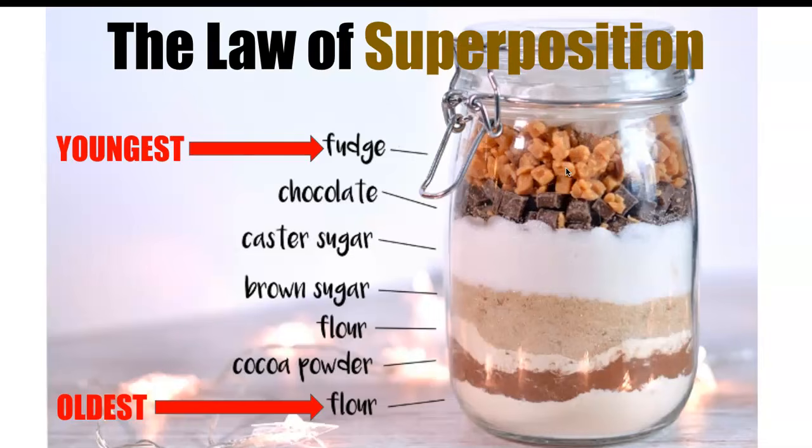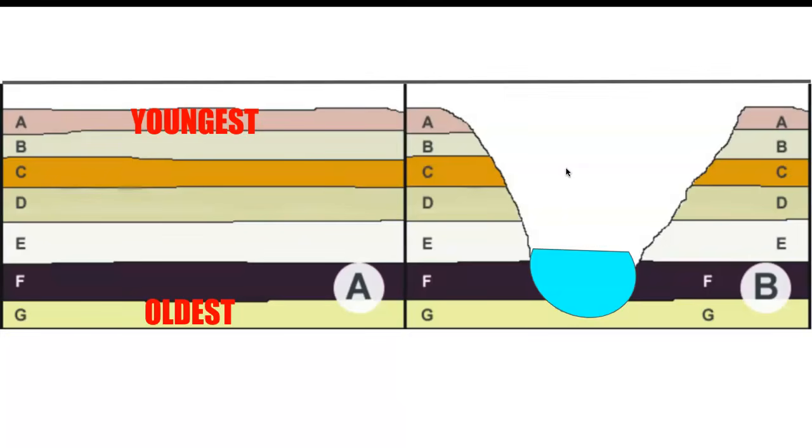It is the youngest. Looking at an actual cross-section of rock, on the left here, you can see that layer G would be the oldest because it's on the bottom. It was created first. And then layer A would be the youngest. It's up at the top.